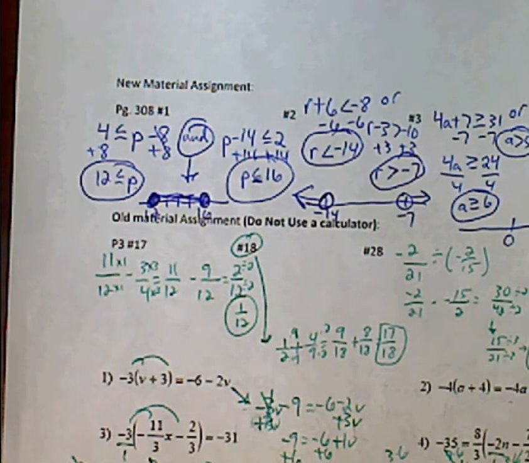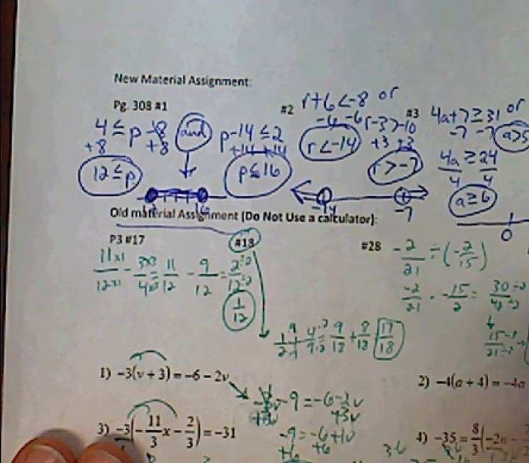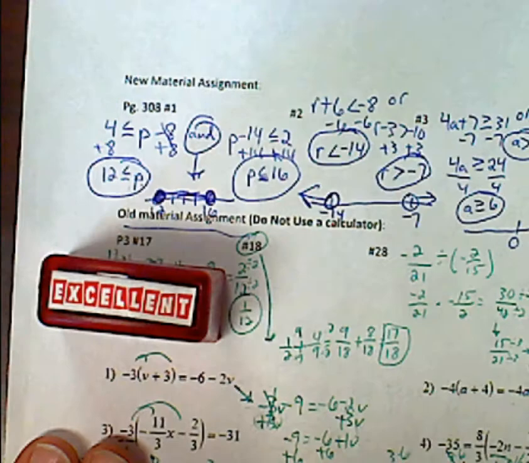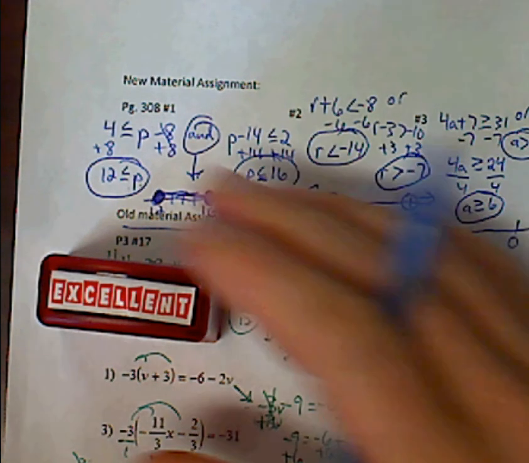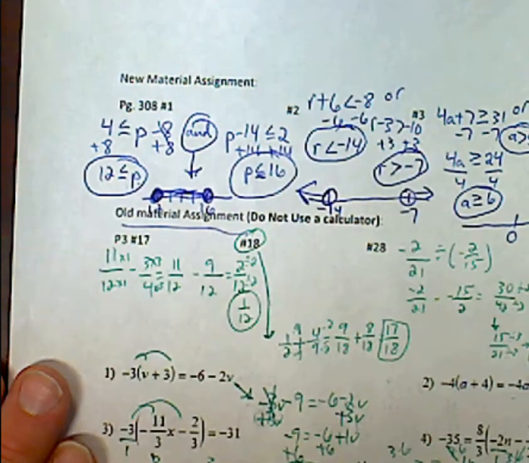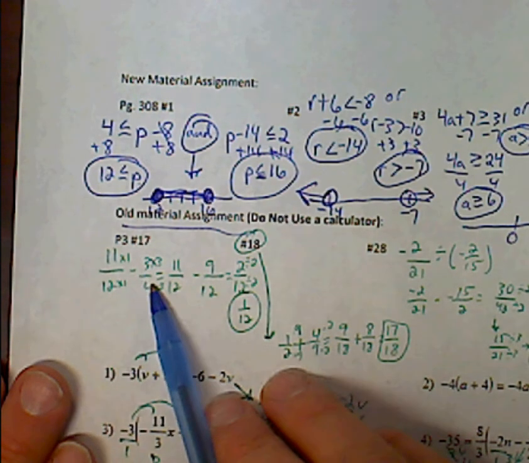So, old material, do not use a calculator. Pause the video every single time, and I want you to try first. So you're on P3, number 17. P3, number 17 is a fraction. Go ahead and try. Your fraction was 11 over 12 minus 3 over 4.